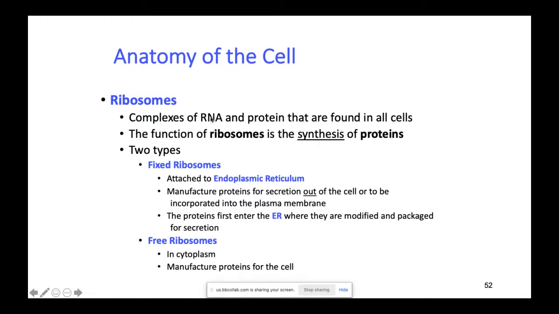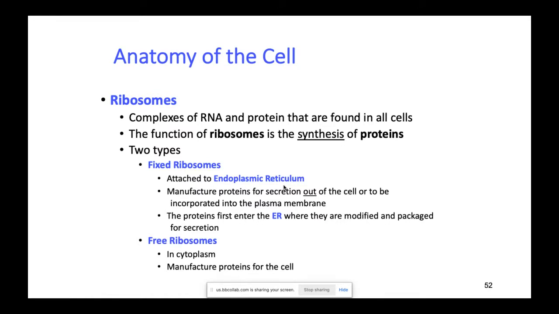Ribosomes are complexes of RNA, which stands for ribose nucleic acid. So they're complexes of RNA and protein that are found in all cells. The function of the ribosomes is to produce protein, synthesis of proteins. There are two types of ribosomes, fixed ribosomes and free ribosomes. The free ribosomes are roaming around freely in the cytoplasm, and they're going to manufacture protein for the cell, whereas the fixed ribosomes are attached to the endoplasmic reticulum.